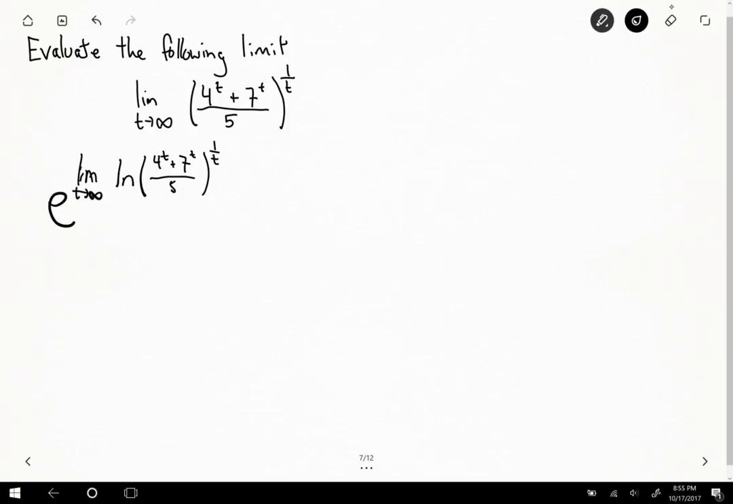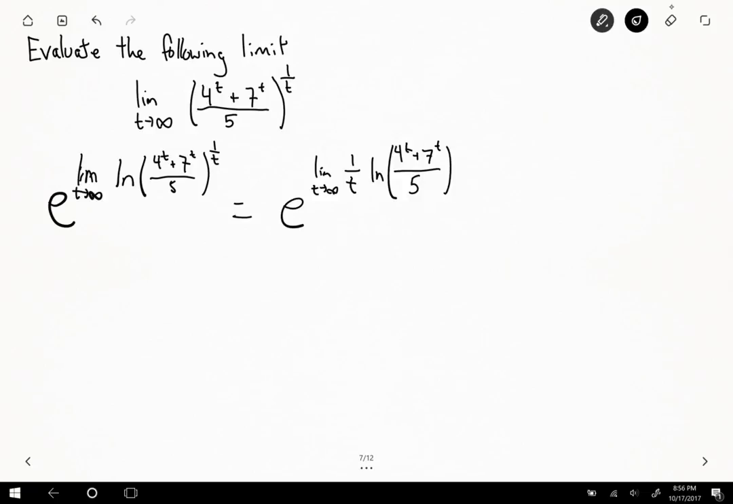And so what does that allow us to do? Well, it allows us to pull the 1 over t out in front. So this thing is the same thing as e to the limit as t approaches infinity of 1 over t times the natural log of 4 to the t plus 7 to the t, divided by 5.